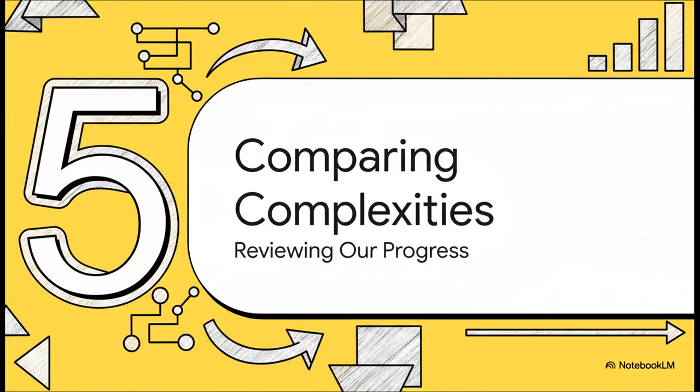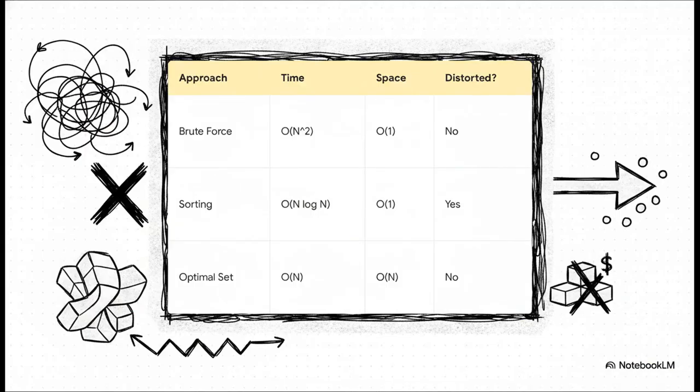Finally, Section 5, comparing the complexities. I want you to treat this table as your ultimate cheat sheet. Just look at the journey. We started with brute force, n squared time, perfectly no extra space, but way too slow. We leveled up to sorting, n log n time, much faster, but it distorted the array. Finally, we achieved the optimal solution with the unordered set. Yes, we had to trade a bit of space, taking up big O of n memory to build that set, but in exchange, we unlocked maximum, non-destructive, strictly linear speed.